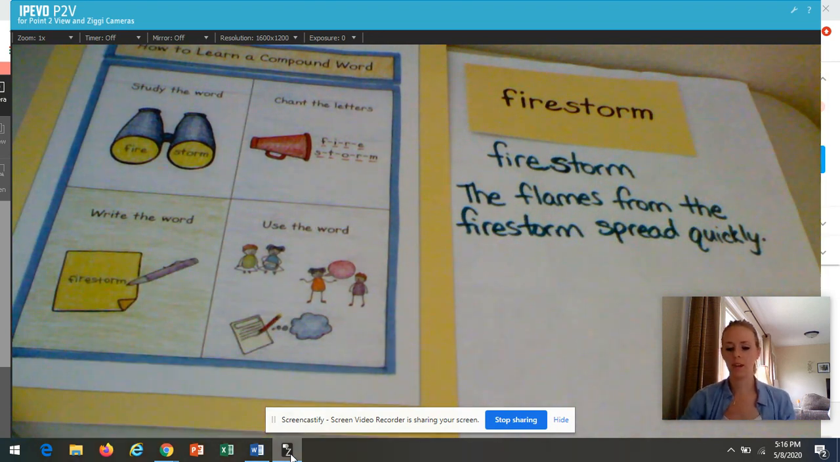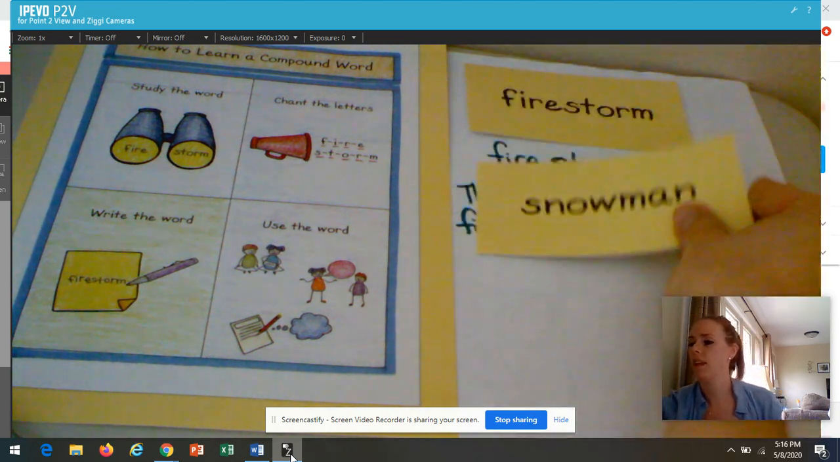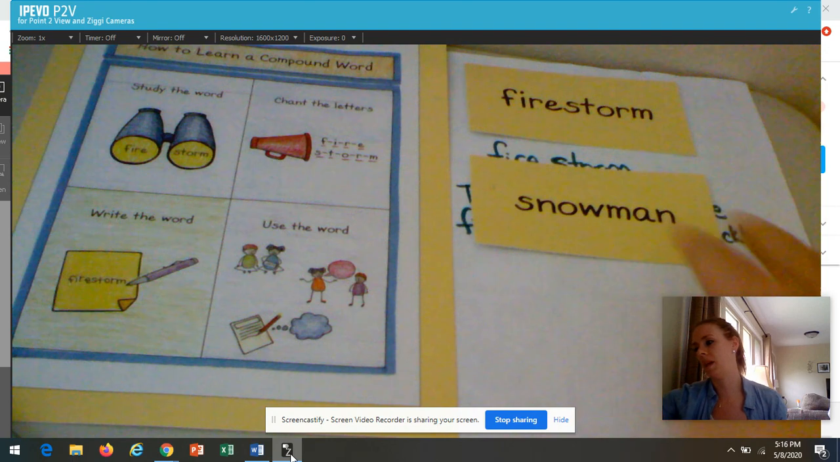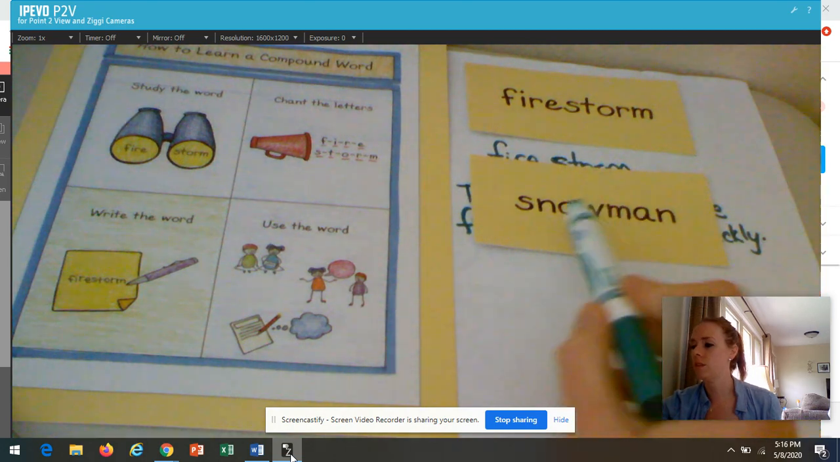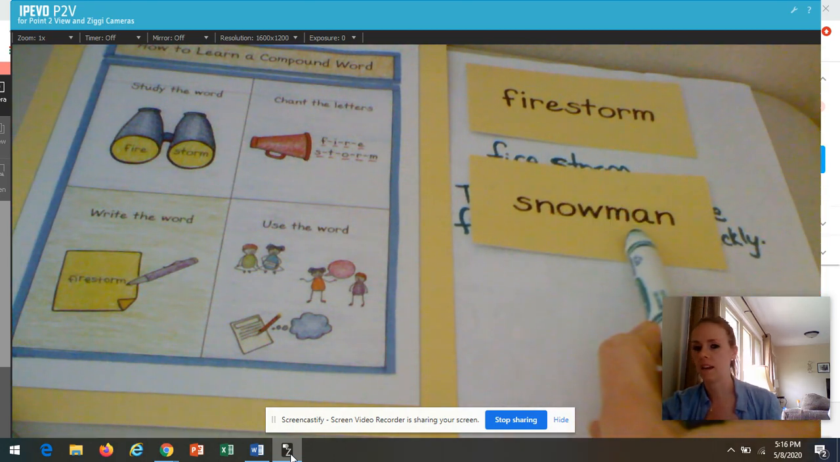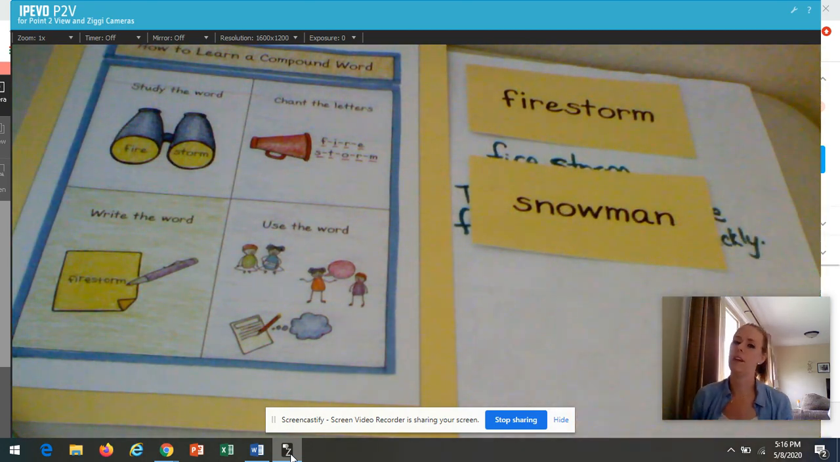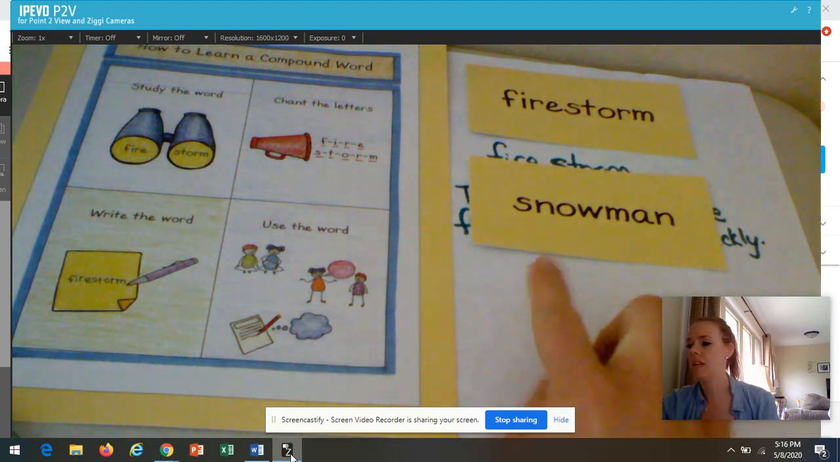Okay, now you get to help me with the next one. So you'll need your paper and your pencil. And we're going to look at this compound word, snowman. All right, so take a second and I want you to look for the two small words that make up that compound word. Okay, you should see that those two words are snow and man. Okay, so now think. What is the meaning of snow and what is the meaning of man? And then we'll think about what the meaning of the whole word is.